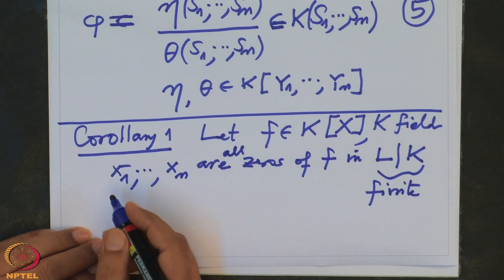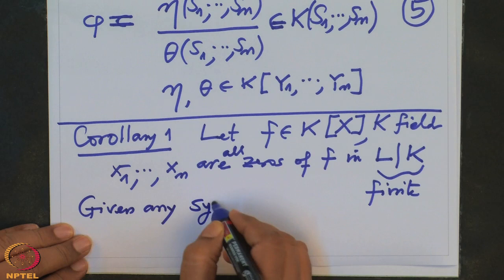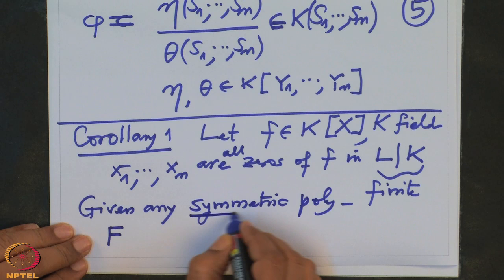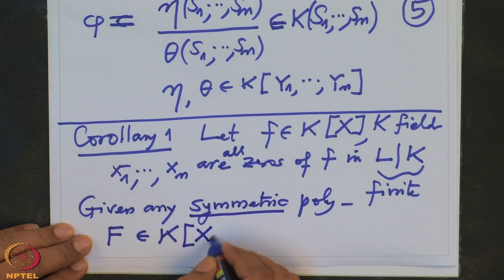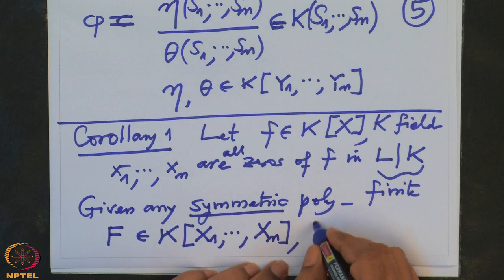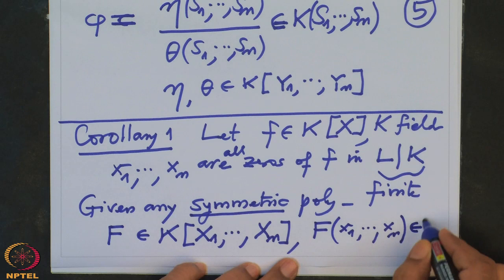Okay, then what am I saying? Then given any symmetric polynomial F, capital F, symmetric is very important, in n variables over K, K[x1 to xn]. Given any symmetric polynomial in n variables, capital F, if I evaluate this F at x1 to xn, then this is an element in K. That is what I want to check.